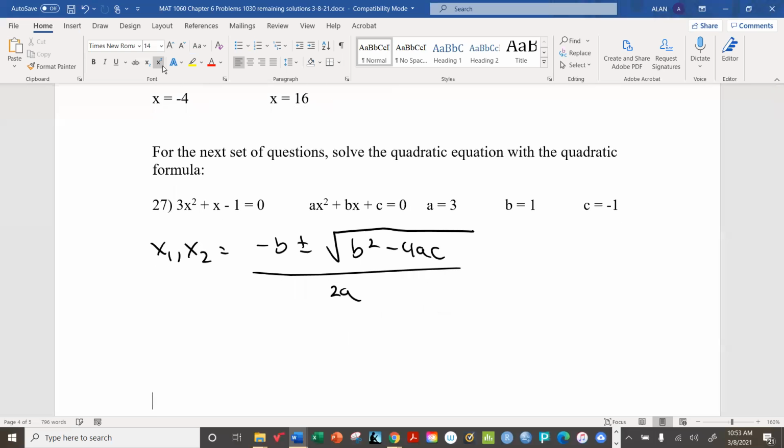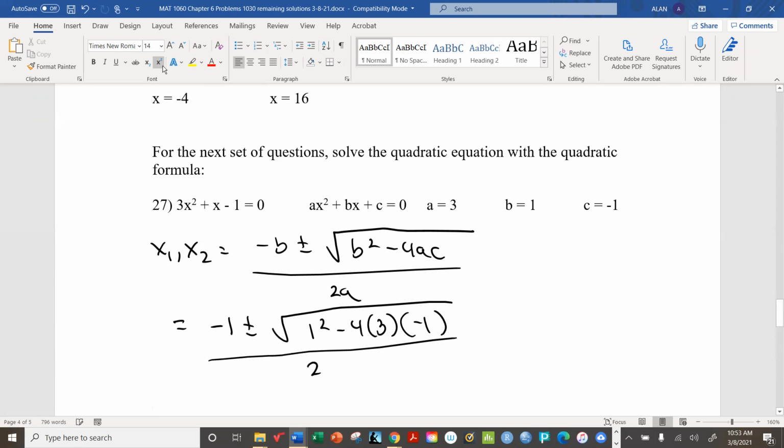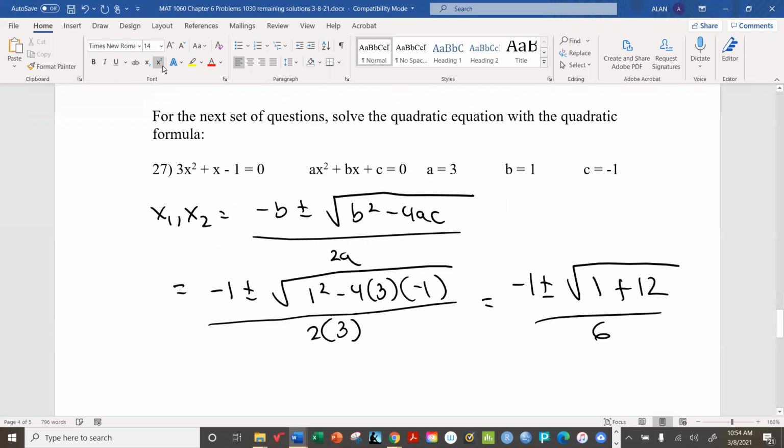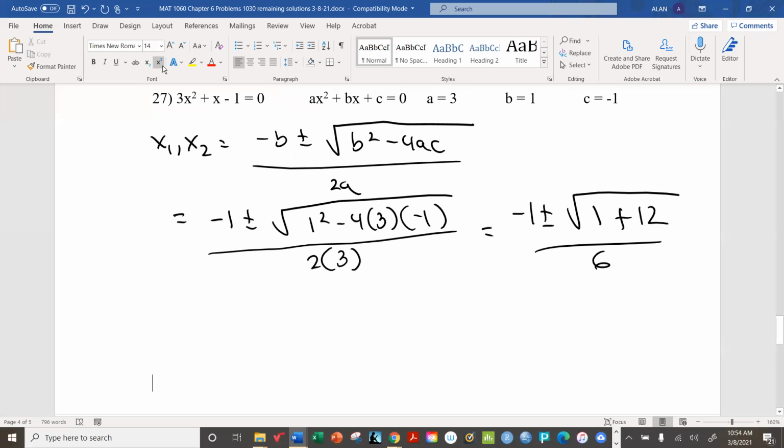All right, so let's start doing some plugging in. Minus 1 plus or minus the square root of 1 squared minus 4 times 3 times negative 1. So this becomes 1 plus 12 under the square root sign. And that means we're heading into trouble, as you can see, because 13 is a prime number. So you know what? We're done. We can't really simplify this any further.